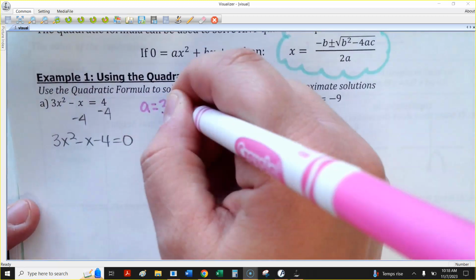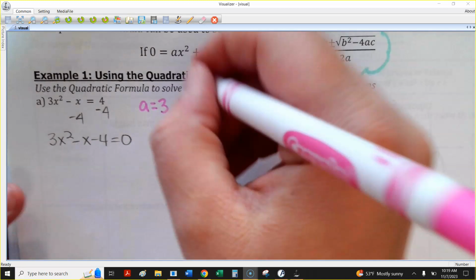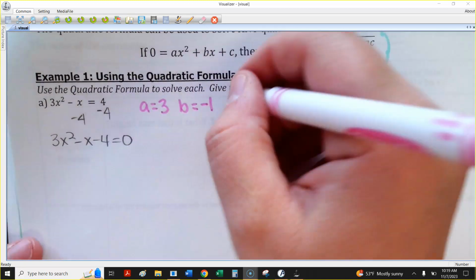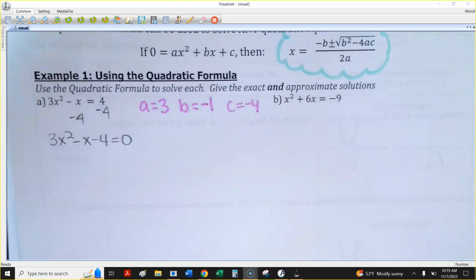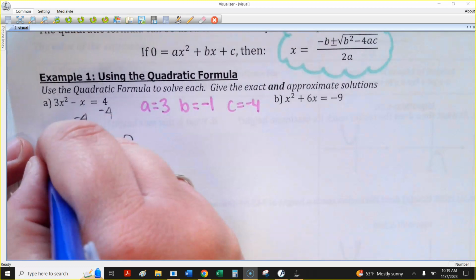Your B value is whatever's in front of the x. I just have a subtraction sign. So what would you put in for B? -1. Good. All right. And then your C value is your constant term or the plain number on the end, which is just the -4. All right. So I'm going to do opposite of B would actually be +1 then.